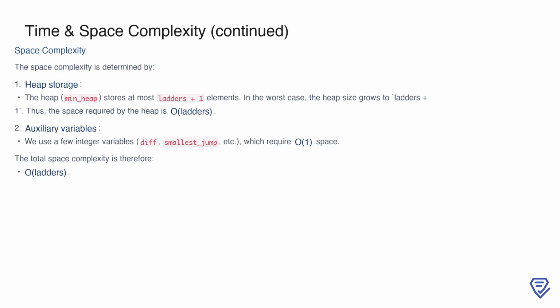Now let's consider the space complexity. The primary factor here is the heap, which stores at most ladders plus 1 elements. This means the heap's size is directly proportional to the number of ladders, resulting in a space complexity of O(ladders). Additionally, we use a few auxiliary variables like diff to store the height difference, or smallest_jump to track the smallest upward jump. These variables require constant space, contributing O(1). Combining these, the overall space complexity is O(ladders), which is independent of the total number of buildings and ensures that the memory usage remains efficient.